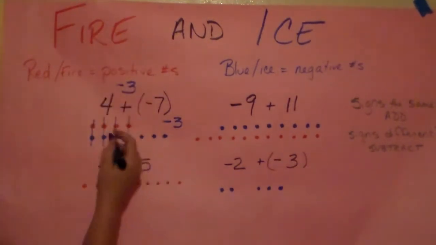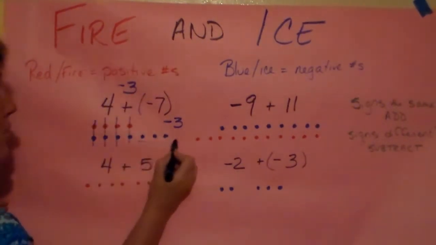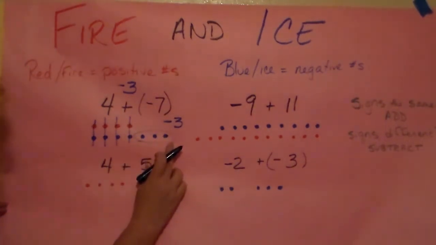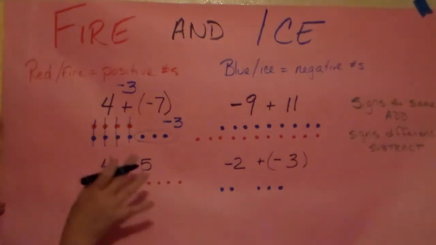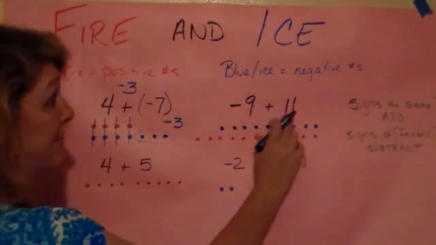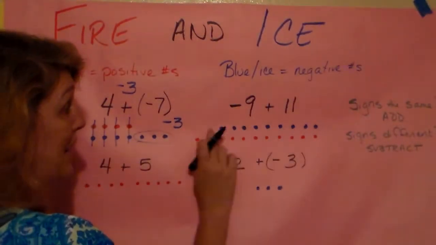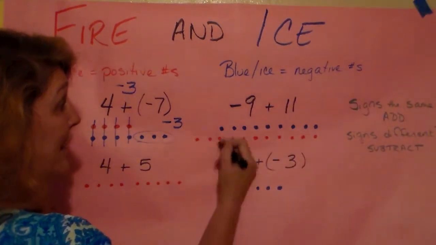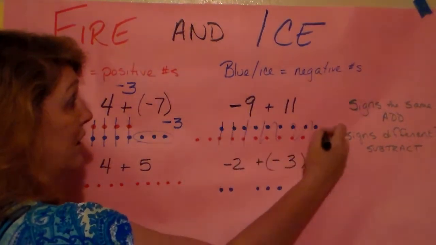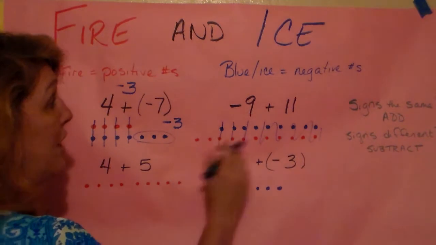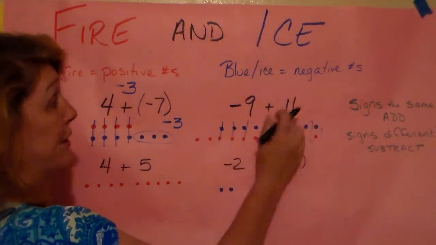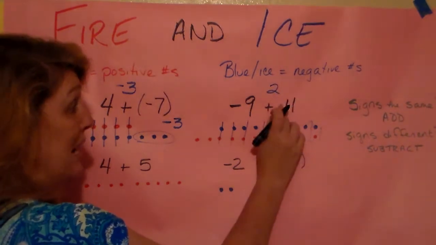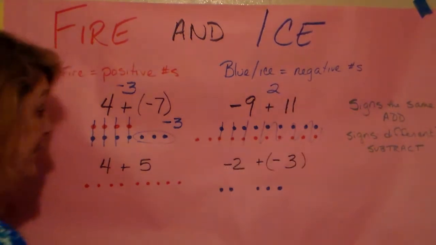So this is why the big one wins, because the big one is the one that's left over. The big one doesn't have stuff canceling each other out. Does that make sense? -9 and +11. I've got 9 ice cubes and 11 fires, and these are all going to cancel out, and you've got +2 left. Signs are different. I'm going to subtract, and the positive wins.